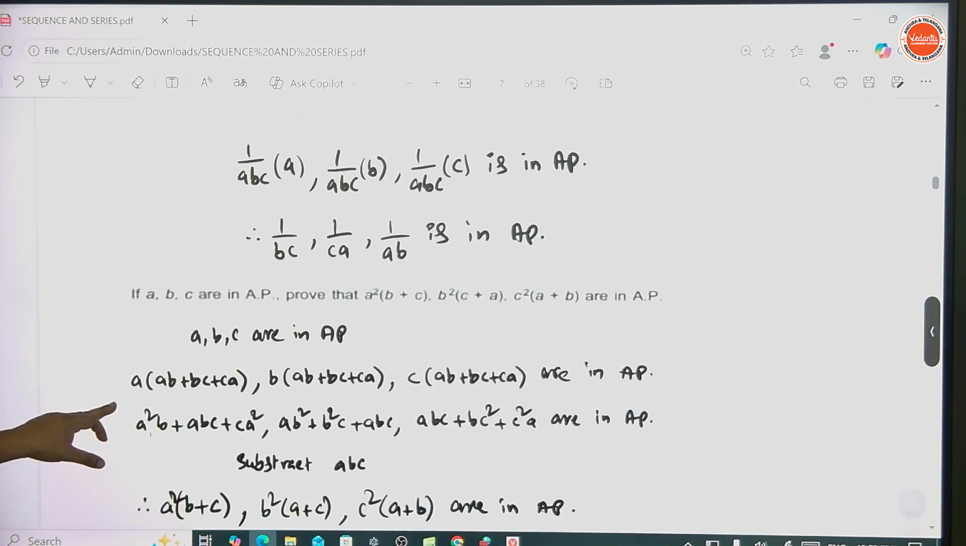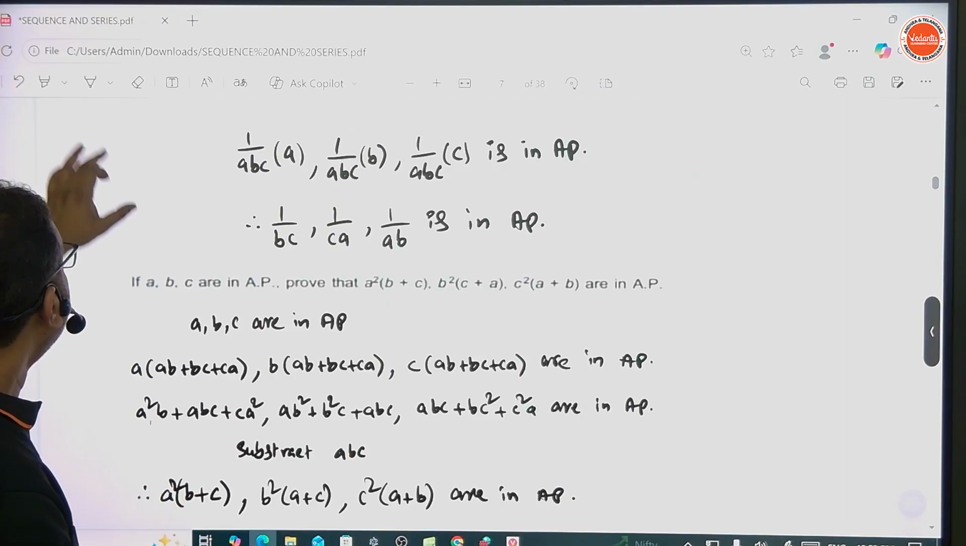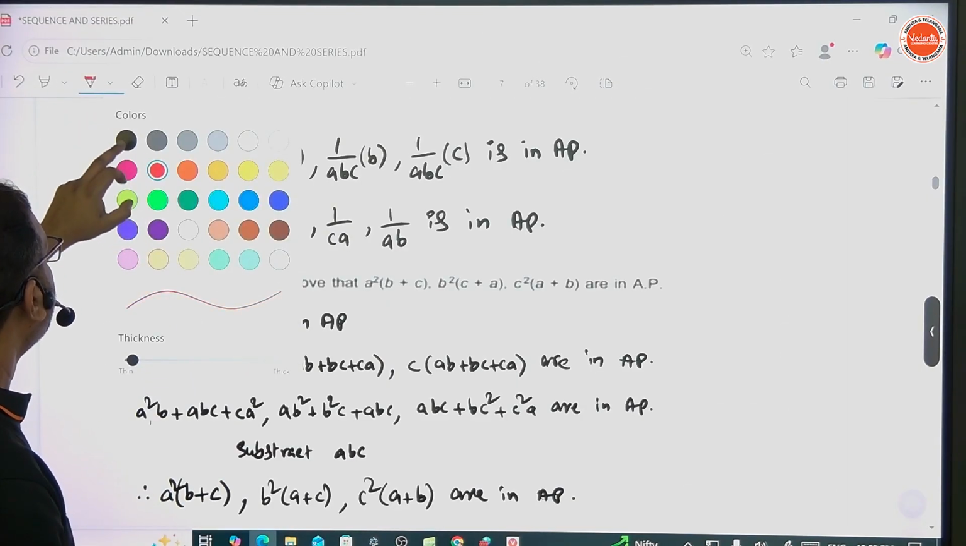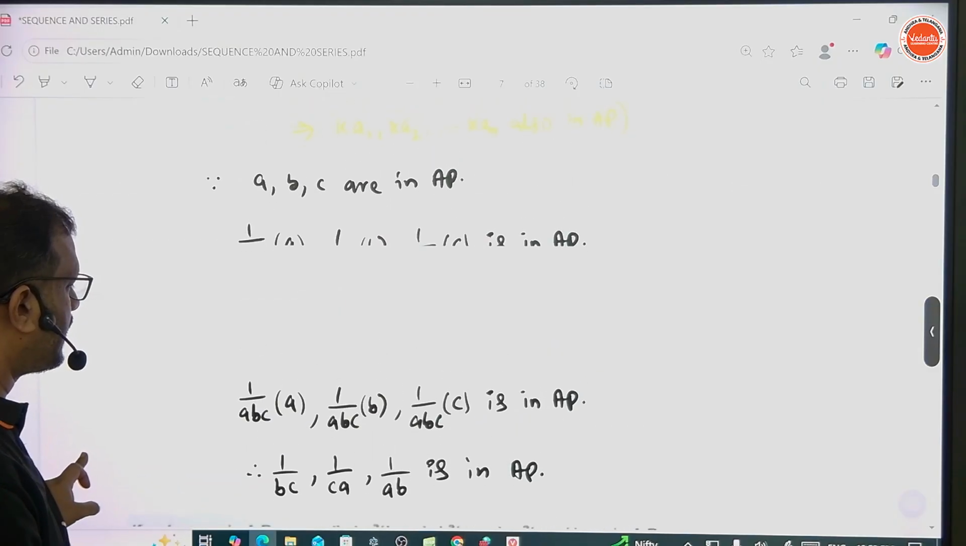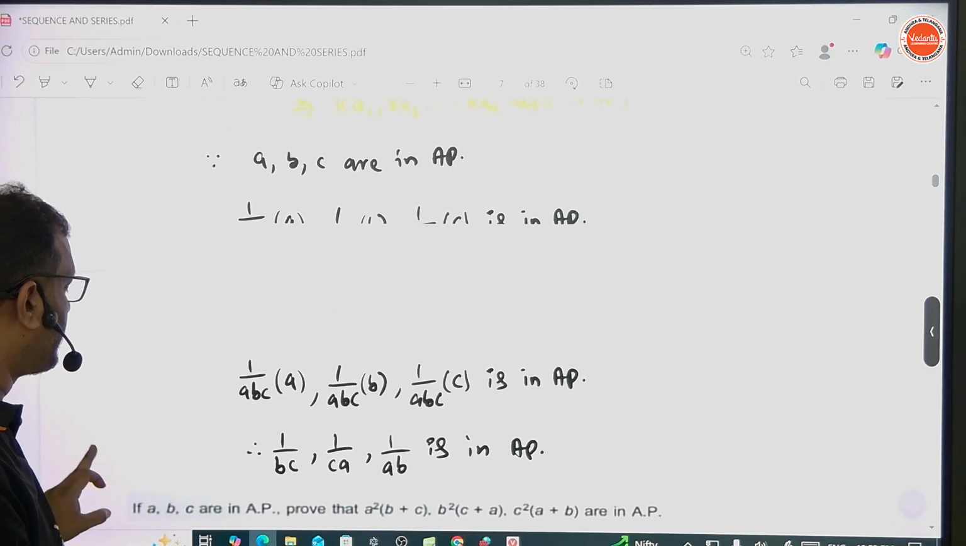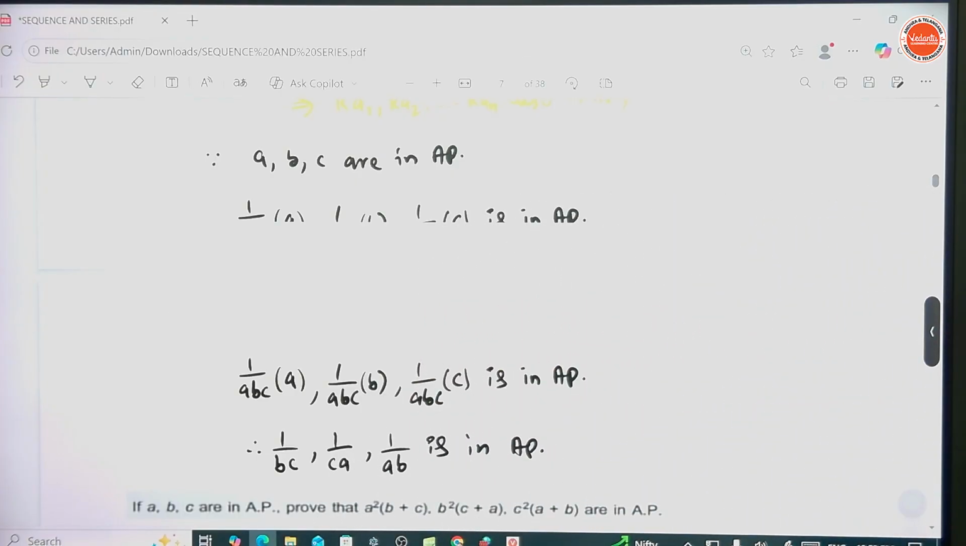Something different here. See, how will you think, how will you get the idea to multiply this now? For example, just something I multiplied. Okay, forget about that. Just think about how we will get these terms. A, B, C are in AP, then you have to prove that A square into B plus C, B square into C plus A, and C square into A plus B are also in AP.